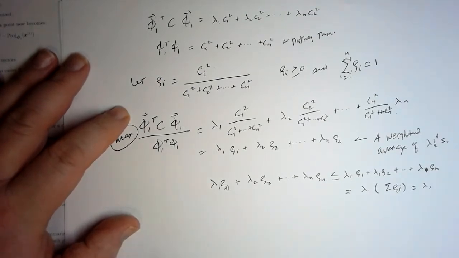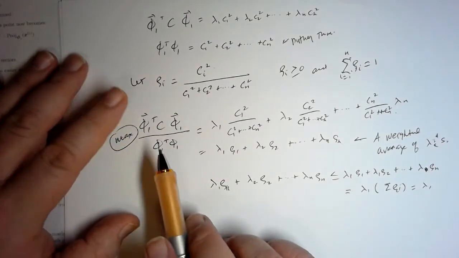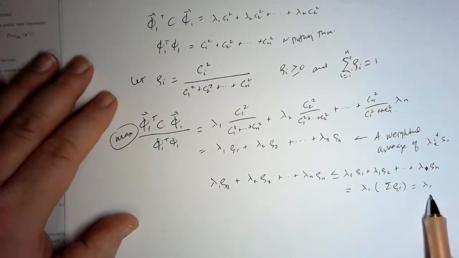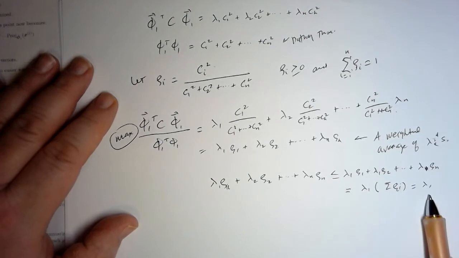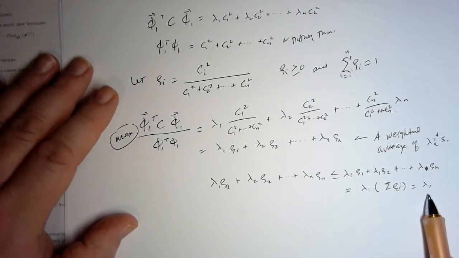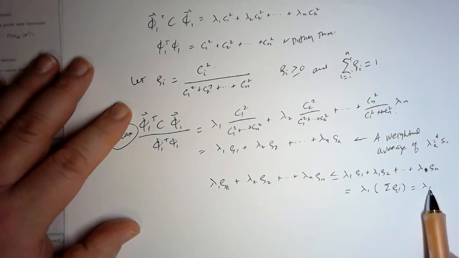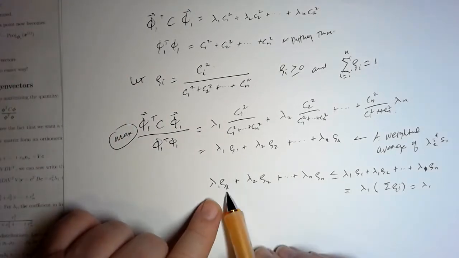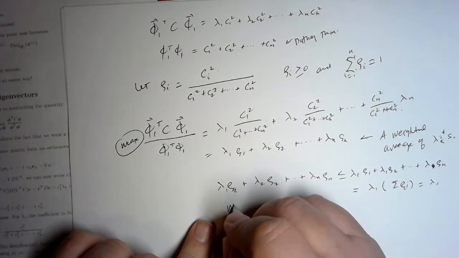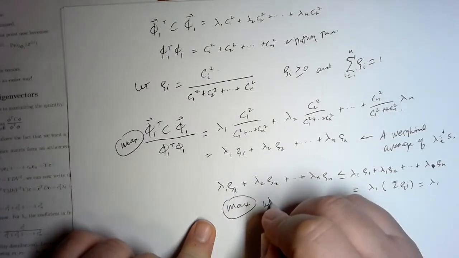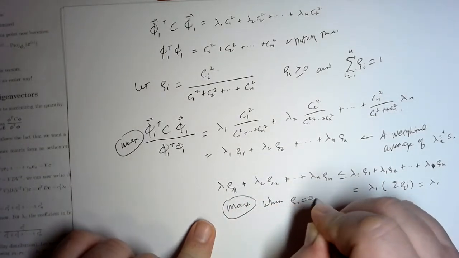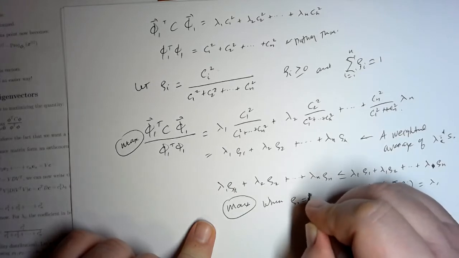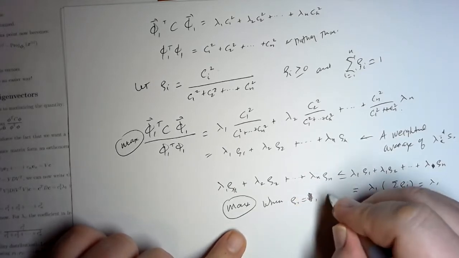Let me say that again. That's really important. This expression cannot be any bigger than the biggest eigenvalue of C. Okay. When is it equal to the biggest eigenvalue of C? It's equal to the biggest when rho 1 is equal to 1. So we get a max when rho 1 equals 1 and the rest are 0.